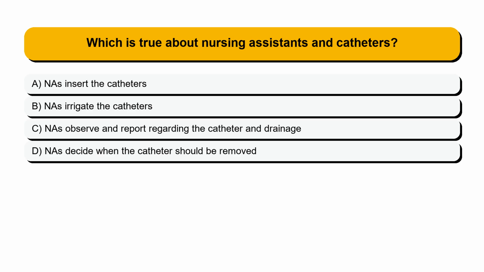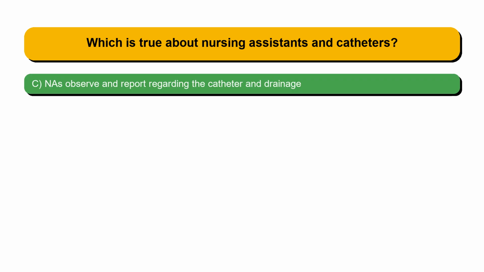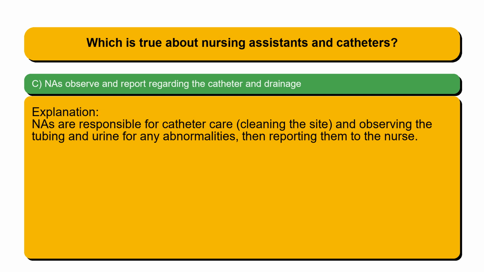Question 68. Which is true about nursing assistants and catheters? Option A, NAs insert the catheters. Option B, NAs irrigate the catheters. Option C, NAs observe and report regarding the catheter and drainage. Option D, NAs decide when the catheter should be removed. The correct answer is option C, NAs observe and report regarding the catheter and drainage. NAs are responsible for catheter care, cleaning the site, and observing the tubing and urine for any abnormalities, then reporting them to the nurse.